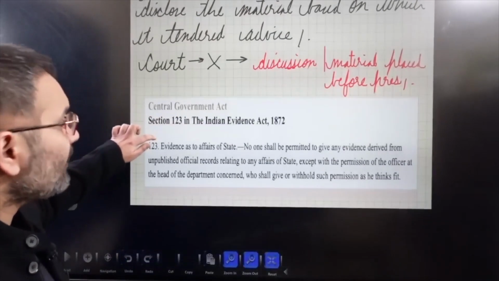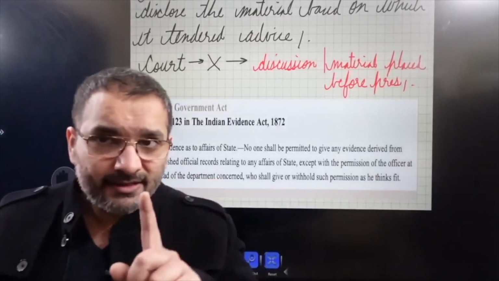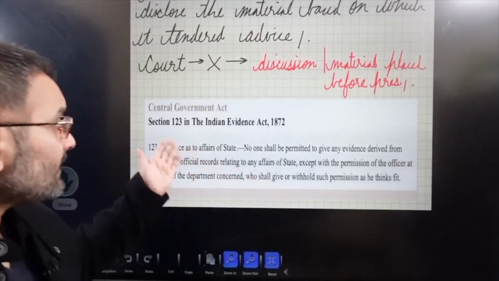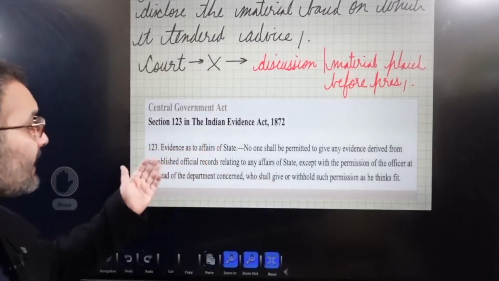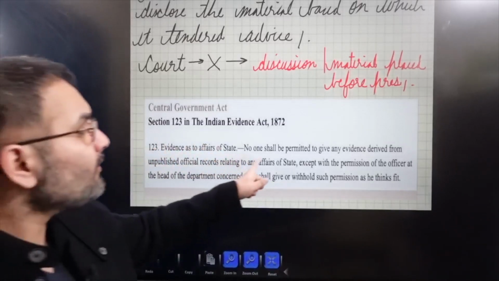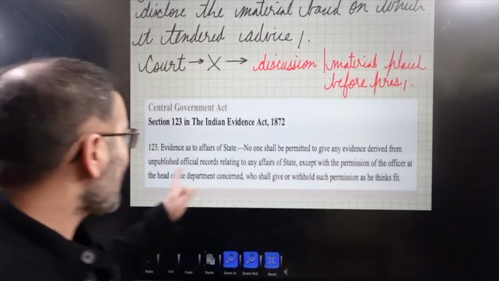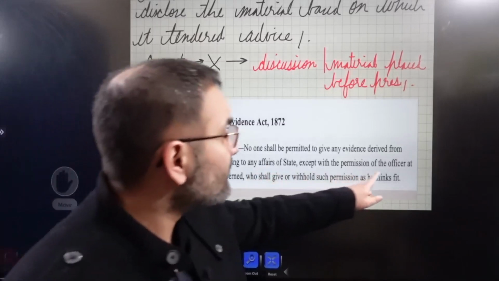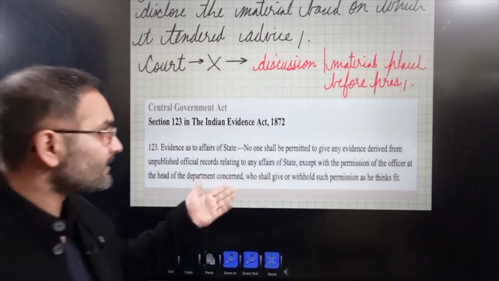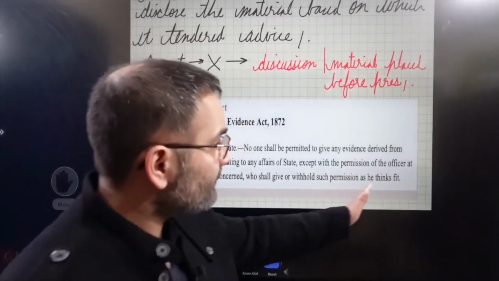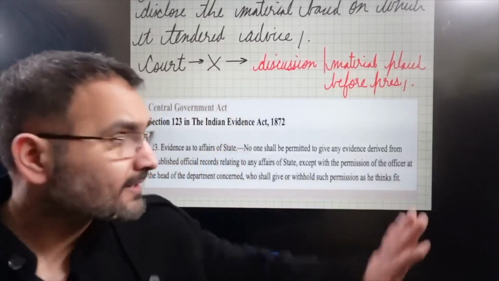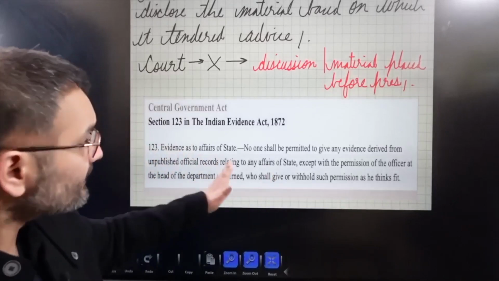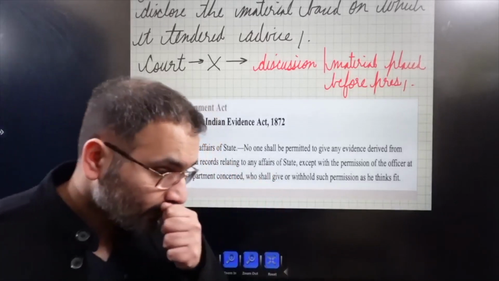Okay. Now, write this down as well. If you can manage to remember this, well, great. Section 123 in the Indian Evidence Act says, evidence as to affairs of state. No one shall be permitted to give any evidence derived from unpublished official records relating to any affairs of state, except with the permission of the officer at the head of the department concerned, who shall give or withhold such permission as he thinks fit. पूरा का पूरा section कुछ नहीं लिखना है एग्जाम में, सिर्फ ये लिखना है section 123 evidence as to affairs of state.